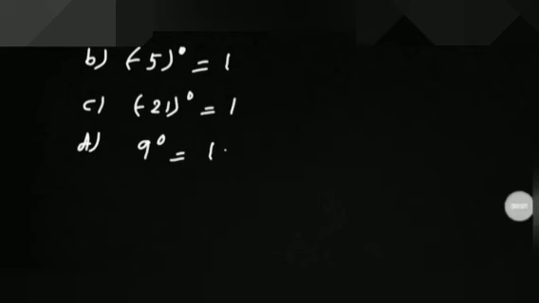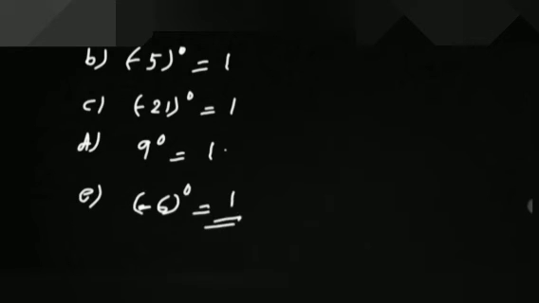Okay, next one, example E. Please write down example E. Minus 6 to the power 0. What is the answer? Yeah, minus 6 is an integer. So, the answer is 1 here. Understood? So, what is the first law of exponent? Let a be any integer, then a to the power 0 is equal to 1. That is the first law.